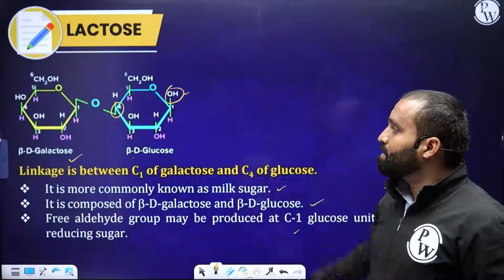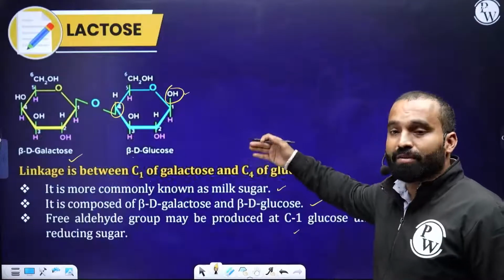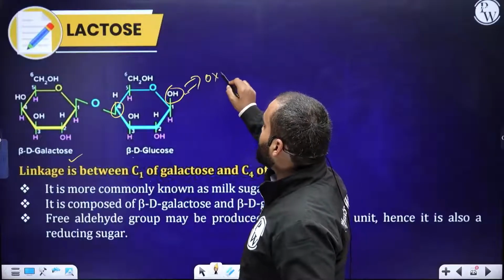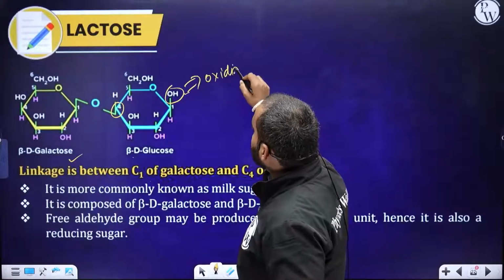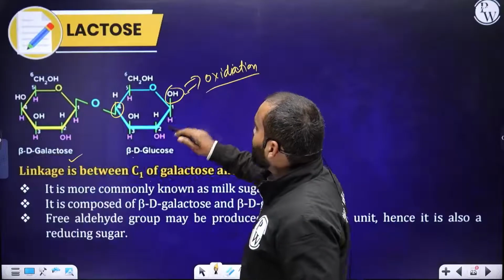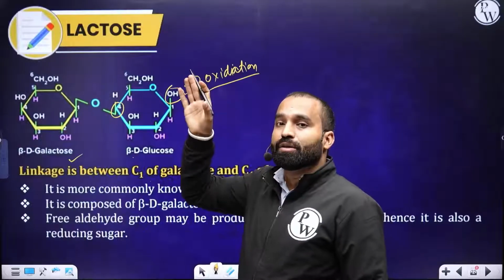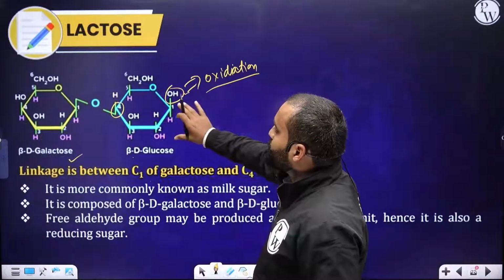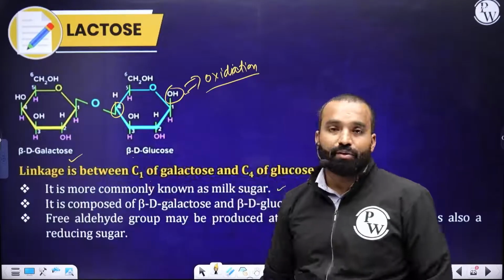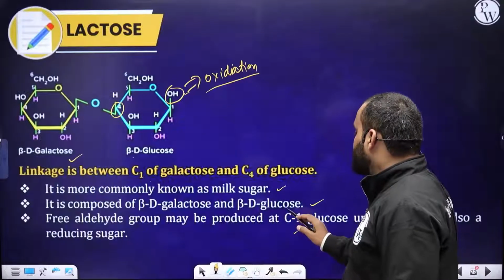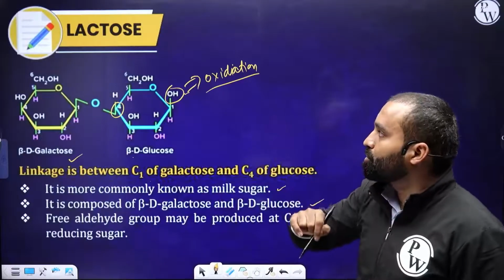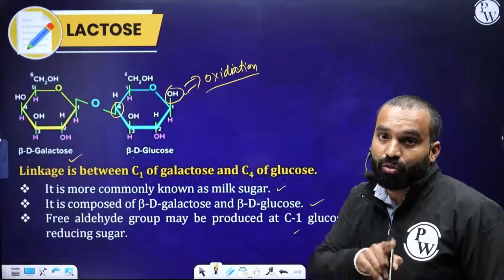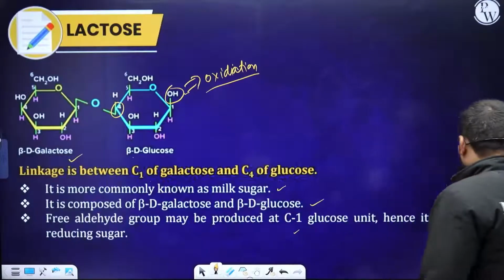This can act as an oxidizing agent. This can undergo an oxidation to produce an aldehyde. Therefore, it will be helpful in reducing others and oxidizing itself. Such kind of reagent which will oxidize themselves and reduce others are known as reducing agents. Hence the name reducing sugar. So lactose is a reducing sugar. But is sucrose a reducing sugar? No. All right, everybody.